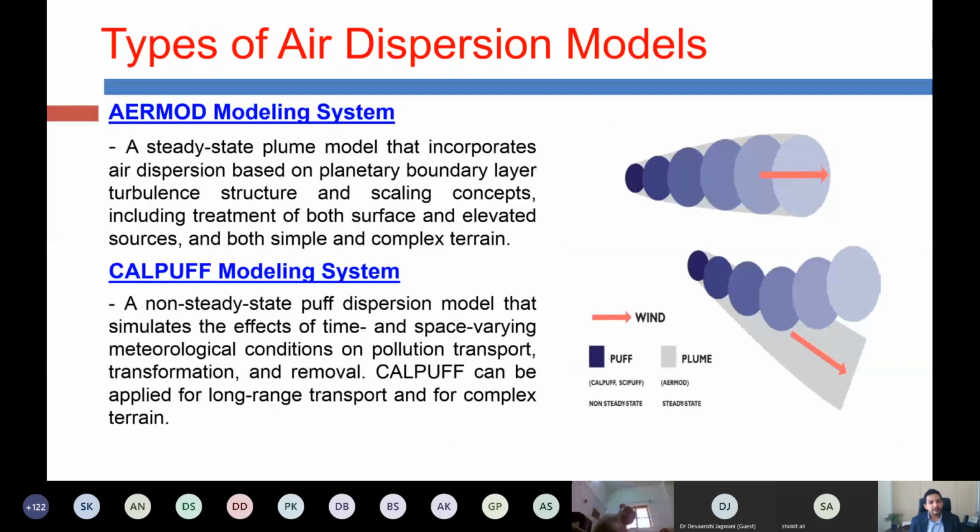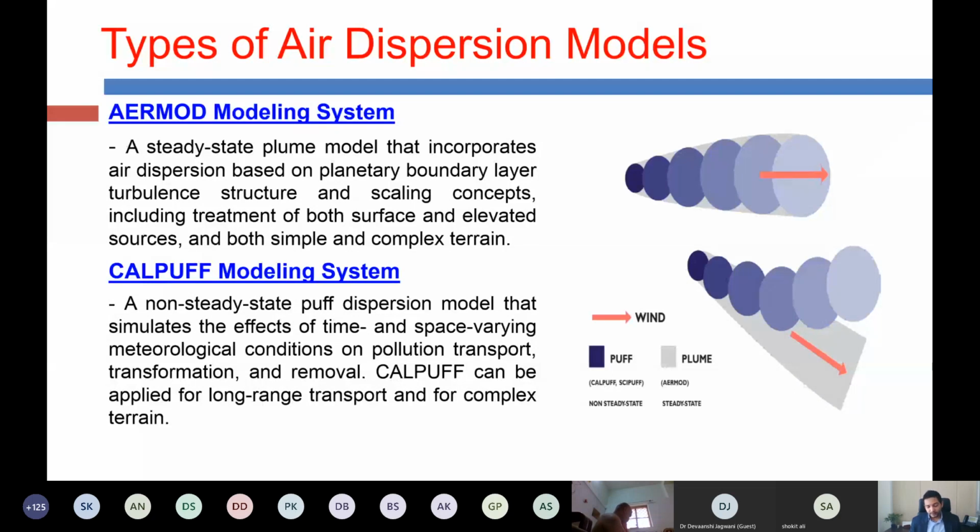There are different models that we use. One of the most common air dispersion models is AERMOD. AERMOD is a steady state plume model that incorporates the boundary layer and the turbulent structure. This is the most common model that is used for a project, and the project impact is to be studied within a boundary of less than 50 kilometers.